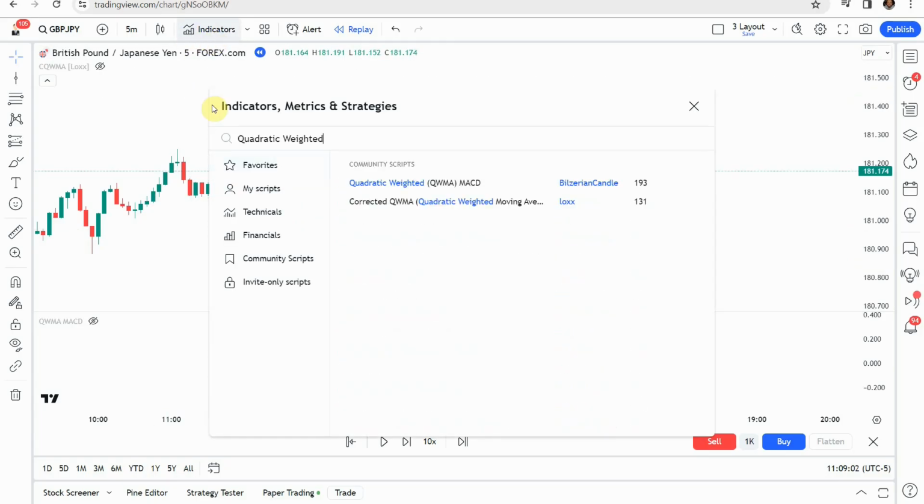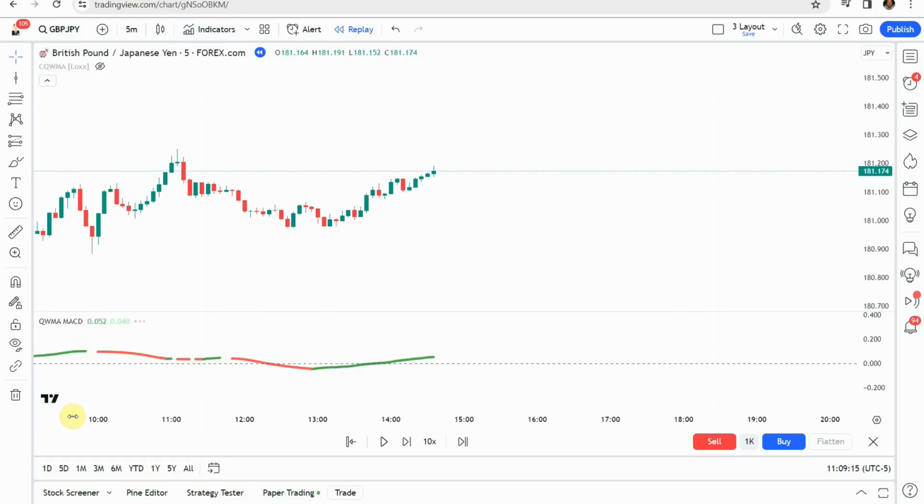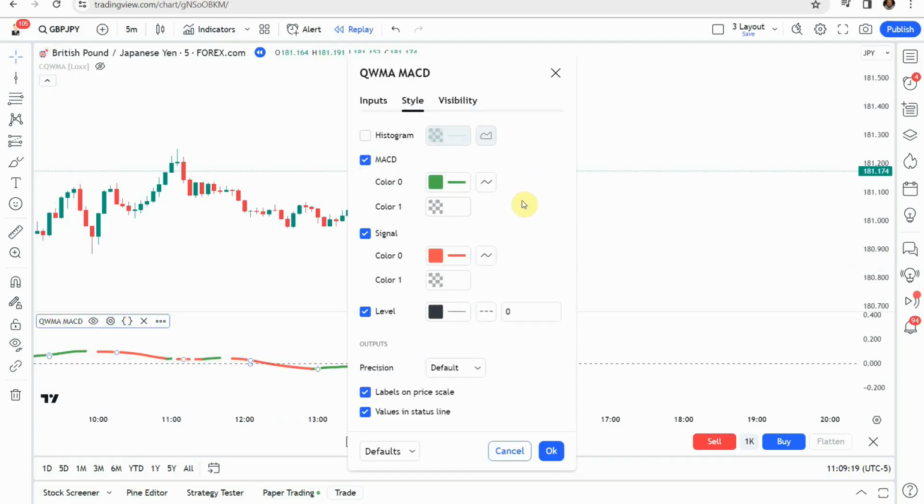So let's go ahead, and the first indicator we will put on the screen is going to be the quadratic weighted MACD right here. You'll add that to the screen and it will look kind of similar to this right here. Now we'll go into the settings and we'll just make a few changes to the appearance.